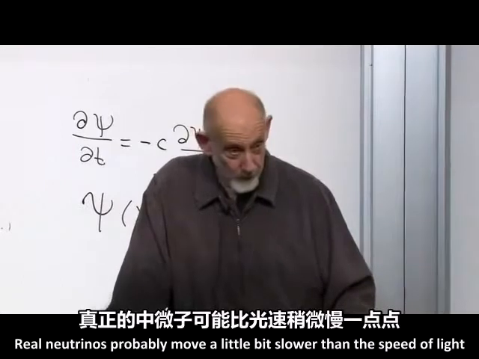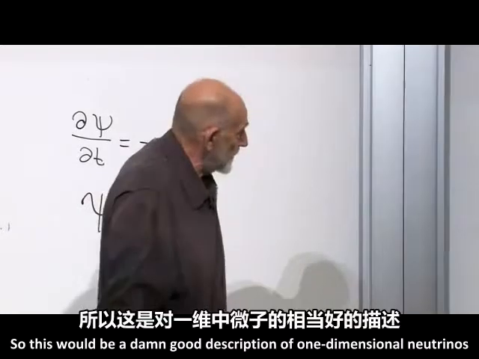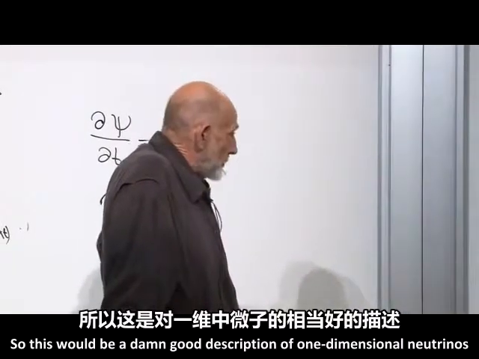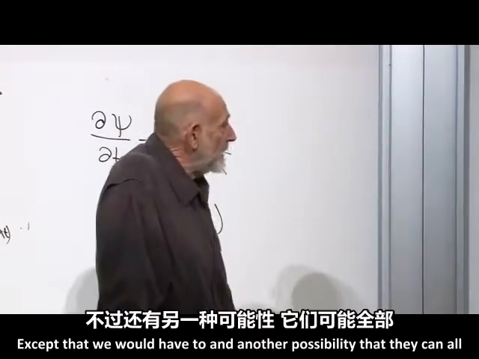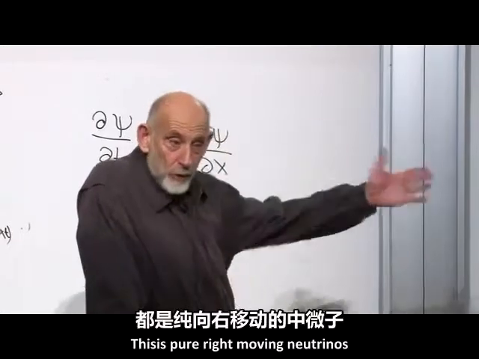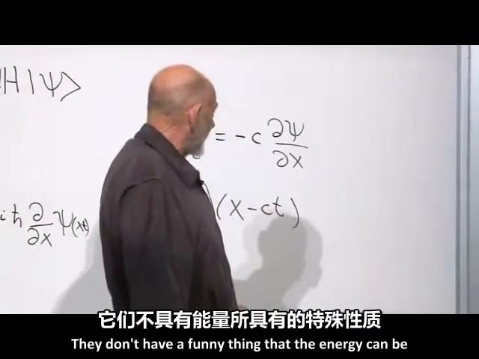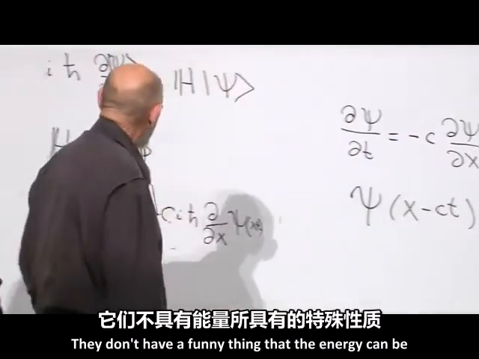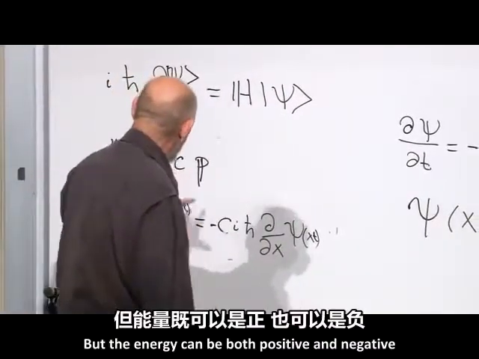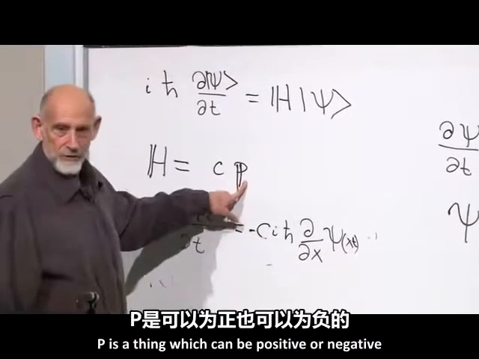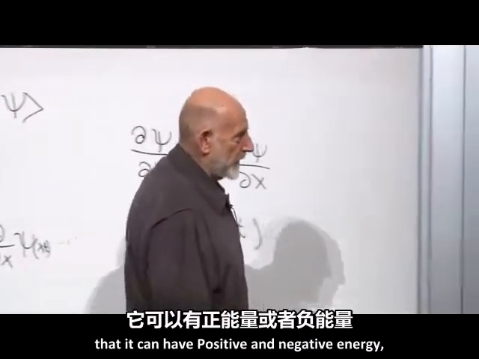Real neutrinos probably move a little slower than the speed of light, but unmeasurably so. So this would be a darn good description of one-dimensional neutrinos, except that we would have to add another possibility: these are pure right-moving neutrinos. The energy can be both positive and negative; we're going to come back to this, not this quarter, I think. P is a thing which can be positive or negative. So this particle has the property that it can have positive and negative energy, but that's not important.